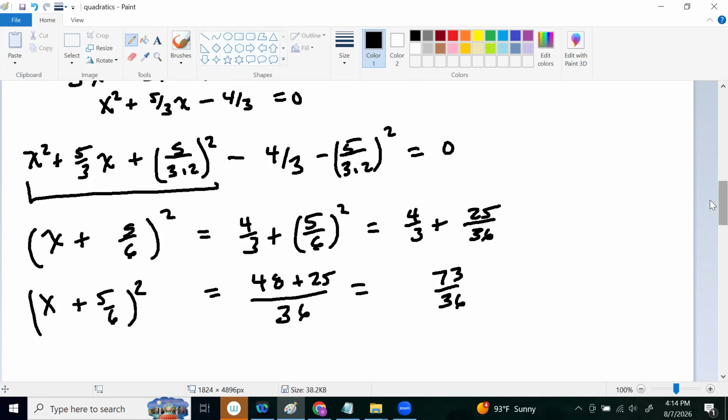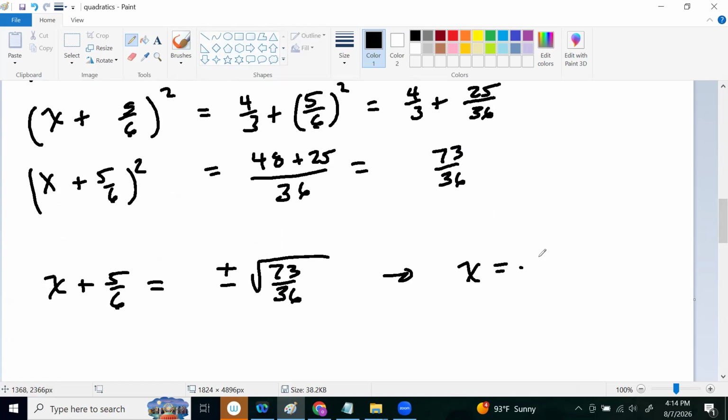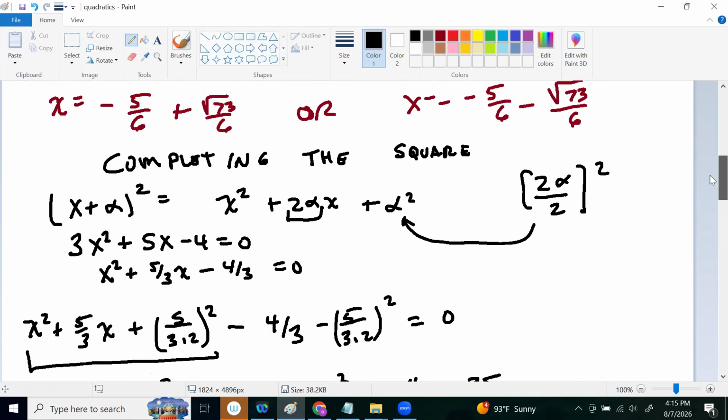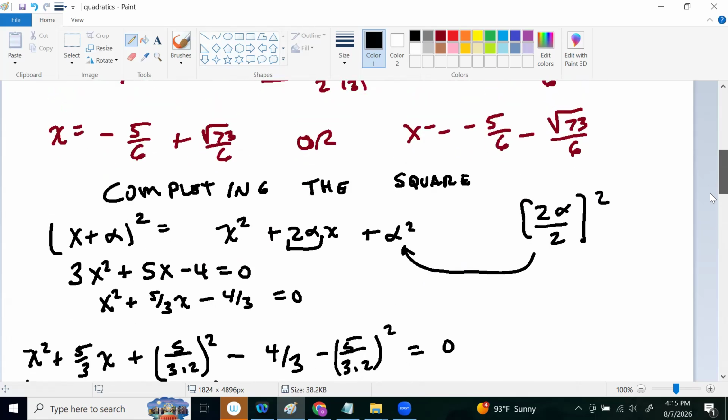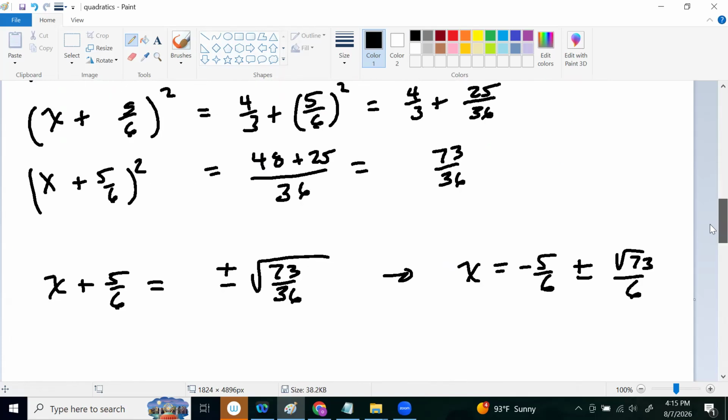Now let's take the square root of both sides of here. If I take this square rooted, I get x plus 5/6. That's going to equal plus or minus the square root of 73/36, which means x is equal to minus 5/6 plus or minus the square root of 73/6. So we have that minus 5 plus or minus square root of 73 over 6. So we get the same answer by completing the square.